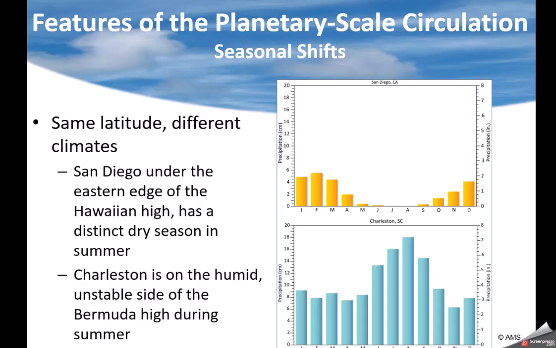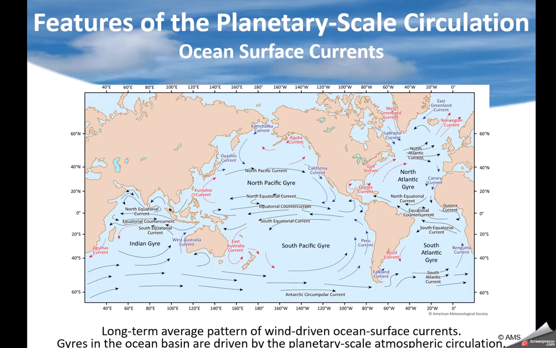Charleston, on the other hand, is on the opposite side of that anticyclone, Bermuda High. It has lots of moisture coming up almost year-round, but the peaks are in the summertime when it's tropical, more humid. The intertropical convergence zone's closer, the more humid air from the tropics are closer. So we wind up with more precipitation. Notice the significant difference in the amount, too.